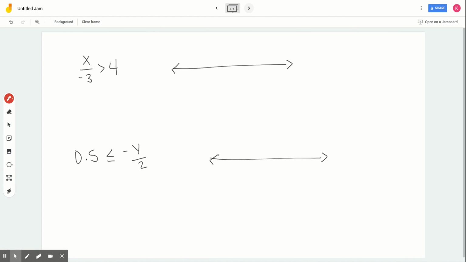Now, on the next few problems, we're going to see these be a little different. So, one of the biggest rules about solving inequalities is that when you have a negative number and you are multiplying or dividing by a negative, the inequality sign flips. So, again, when you multiply or divide by a negative number, the inequality sign must flip.